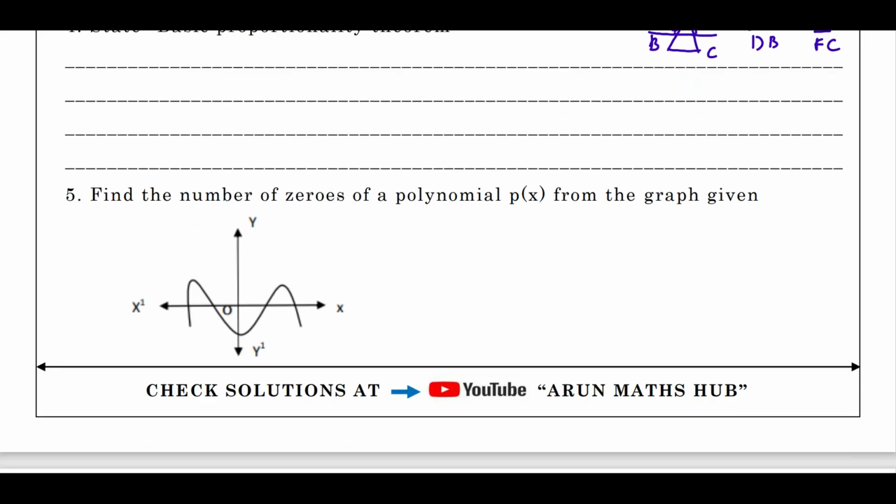Moving to the next question, find the number of zeros of the polynomial p of x from the given graph. See, the given graph intersects the x-axis at 1, 2, 3, 4. Therefore, number of zeros equals 4. The polynomial p of x intersects the x-axis at 4 points. That means the number of zeros is 4.